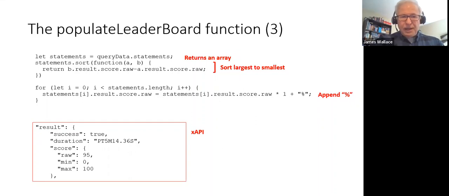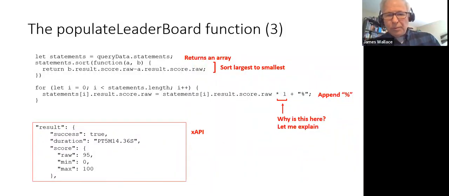And in this case, we're dealing with result.score.raw. So, all that means is we're looking for the result block in the xAPI statement, the score sub block, and the raw value within that. And then what we're doing with this statement value is we're going to append a % character to the end of it to make it look a little more reasonable in our leaderboard.